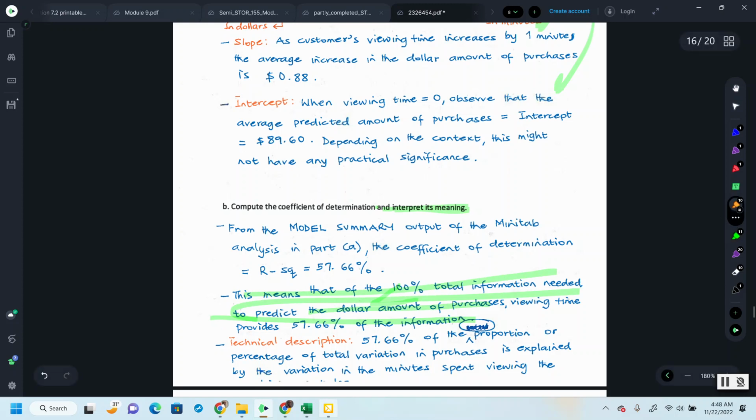So this is the regular everyday interpretation of the coefficient of determination in this context. There is a technical description if you want. We say 57.66% of the proportion or percentage of total variation in purchases is explained by the variation in minutes spent viewing the catalog.